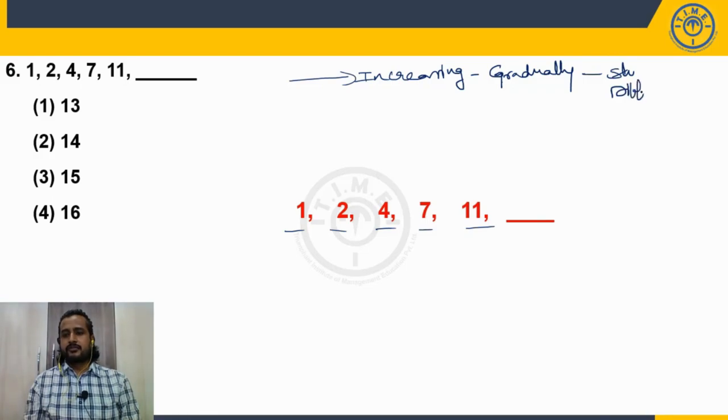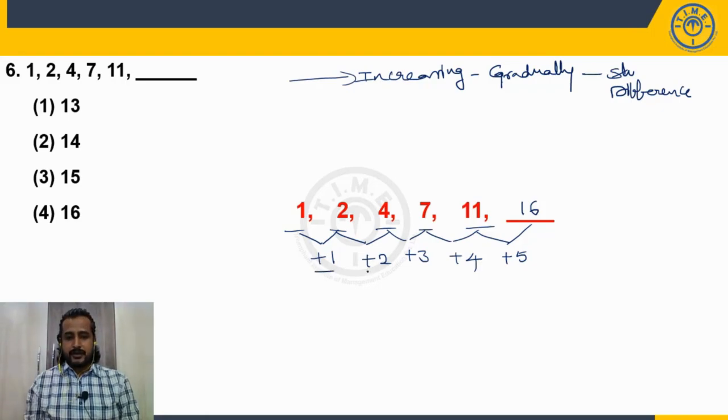Difference logic. So let's check the difference logic. 1 and 2, the difference is how much? Plus 1. 2 and 4, what is the difference? 2. 4 and 7, what is the difference? 3. 7 and 11, what is the difference? 4. Plus 1, plus 2, plus 3, plus 4. So what will be the next difference? Plus 5. So 11 plus 5, 16.